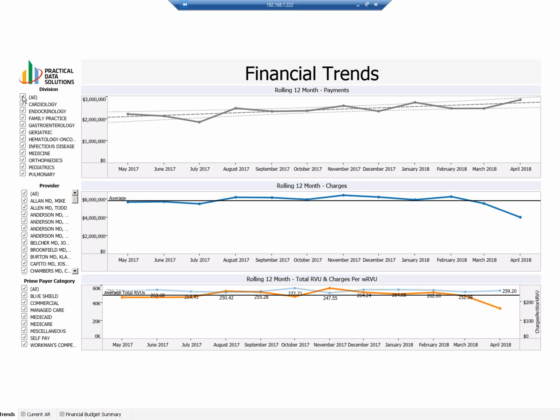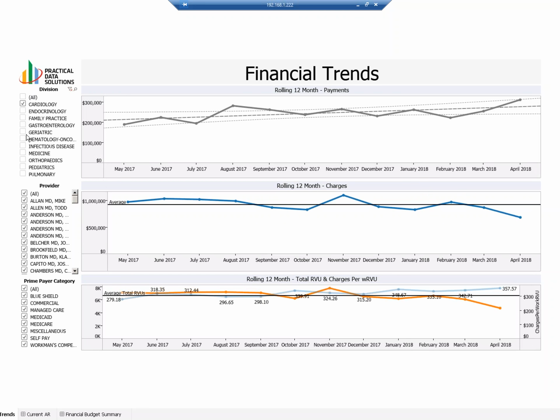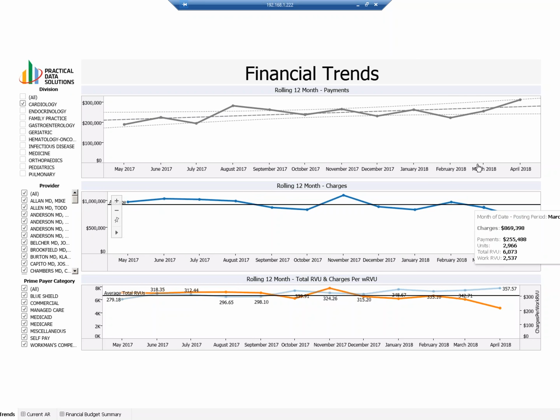This first visualization here is a fairly typical view showing financial trends over time for a rolling 12-month period, showing charges, payments, and total RVU and charges per RVU. What's nice about it is it does have the filtering capability, so you'll be able to grab a couple departments there and notice that when charges go up one month, we should see a spike in payments in the following months, just with the typical billing cycle.